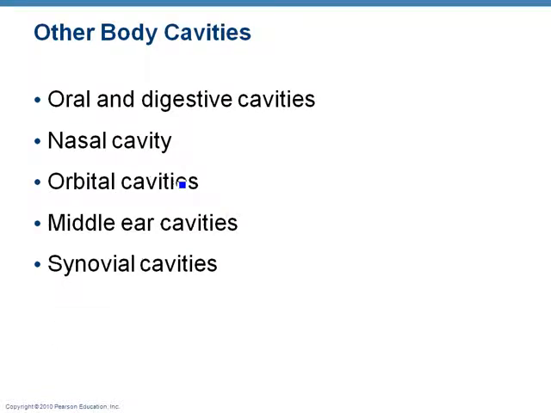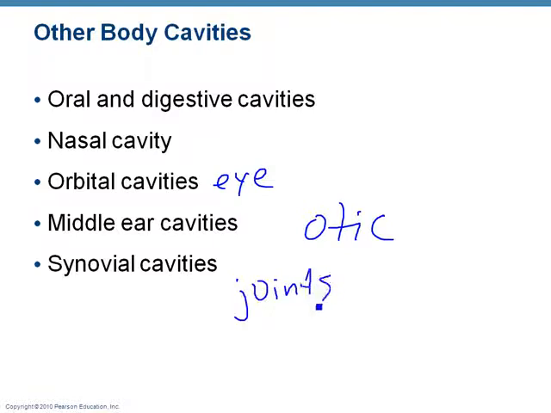There are a few more cavities associated with the body, some smaller ones, your oral and digestive cavities, your mouth. Nasal cavity is your nose. This is where your eyes are. You have your middle ear cavity. A lot of times you see the word otic in reference to the ear. And then synovial cavities, and these are in your joints. There's actually spaces between where your bones come together. Those things that pop, those are your synovial cavities. And they allow your bones to move against each other without creating friction. They can smoothly move against each other.